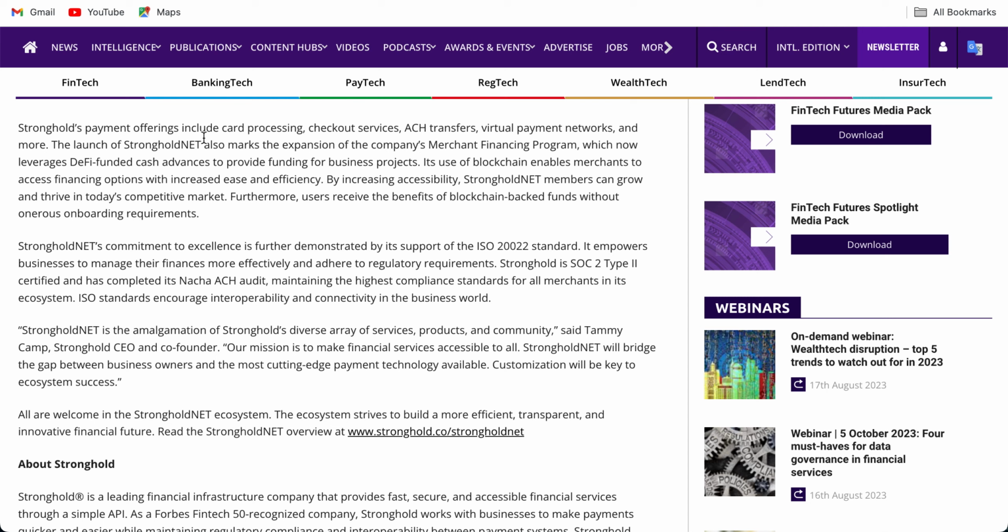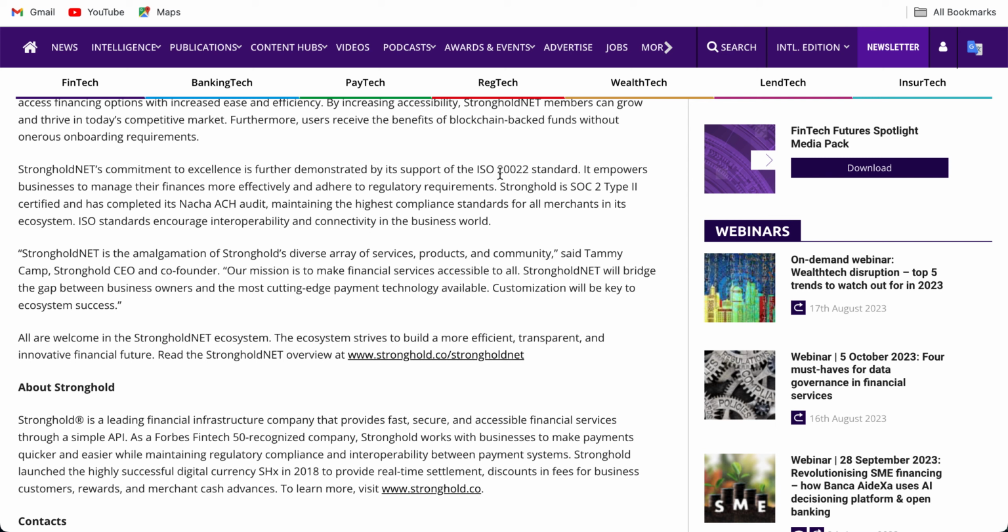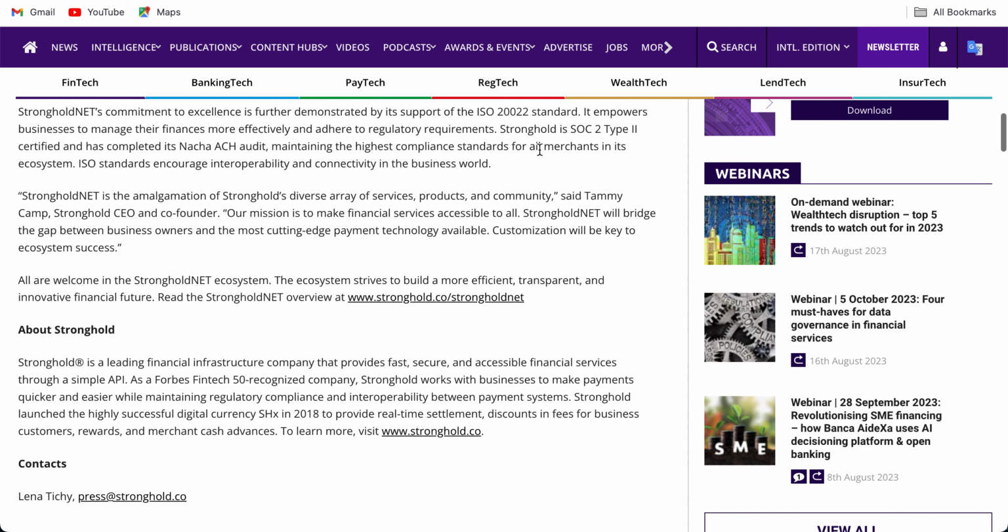Strongholdnet's commitment to excellence is further demonstrated by its support of the ISO 20022 standard. It empowers businesses to manage their finances more effectively and adhere to regulatory requirements. Stronghold is SOC 2 Type 2 certified and has completed its NACHA ACH audit, maintaining the highest compliance standards for all merchants in its ecosystem. ISO standards encourage interoperability and connectivity in the business world.